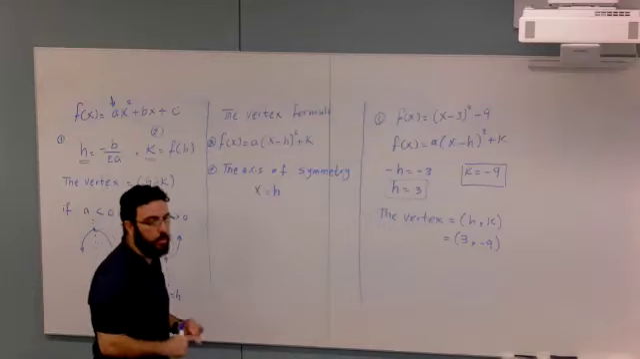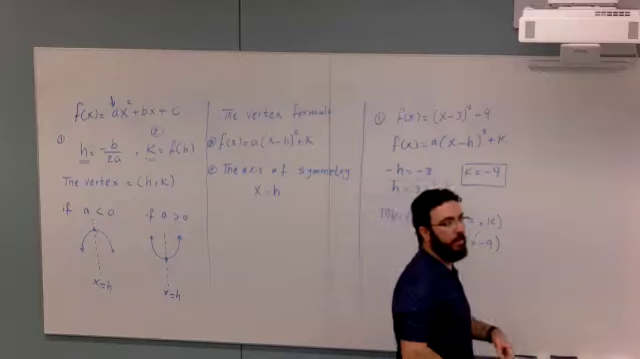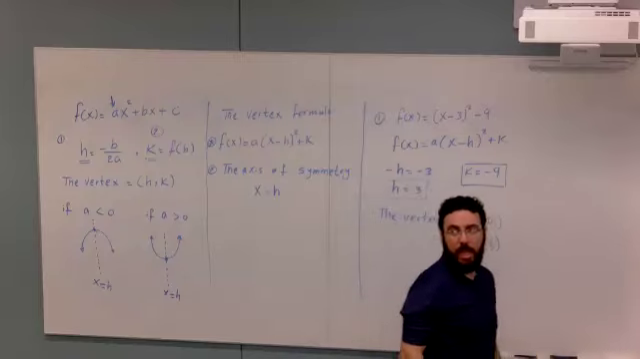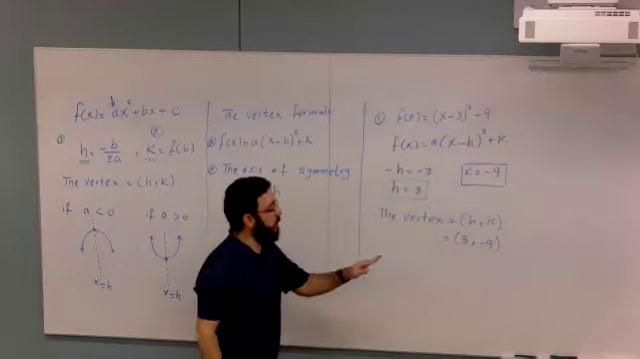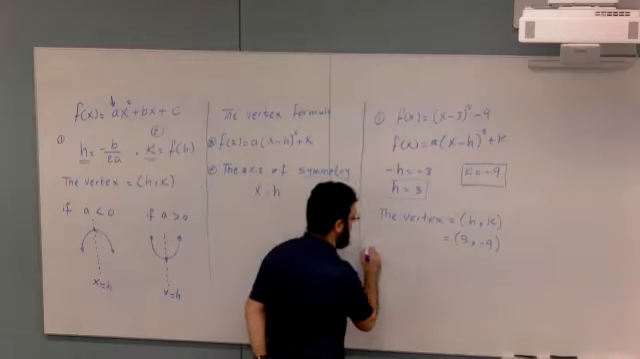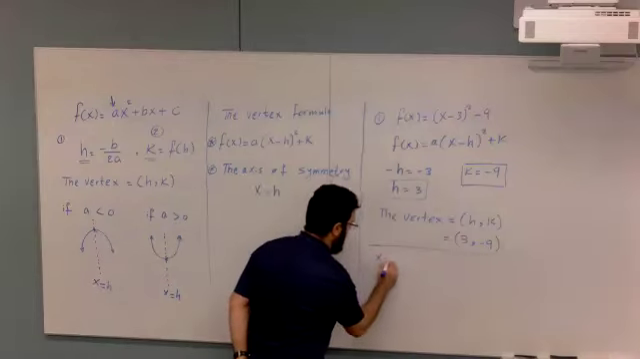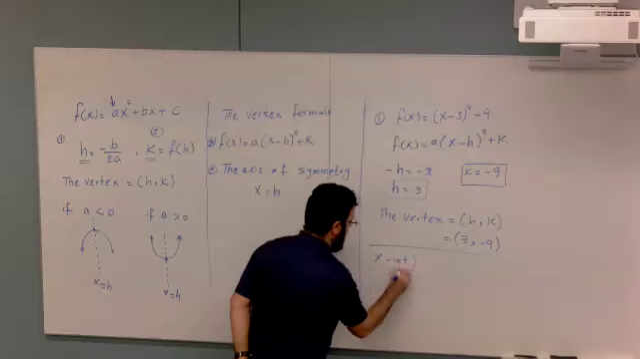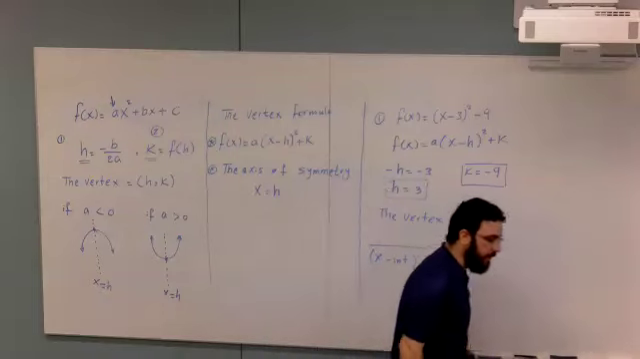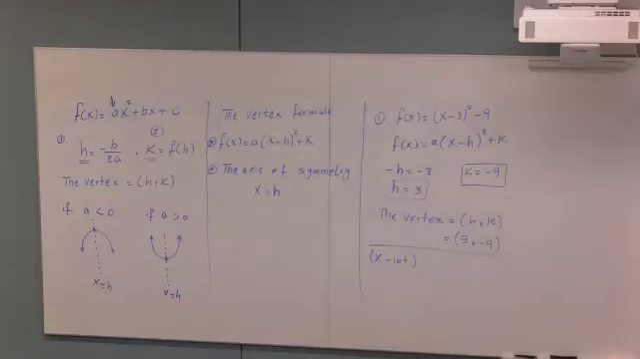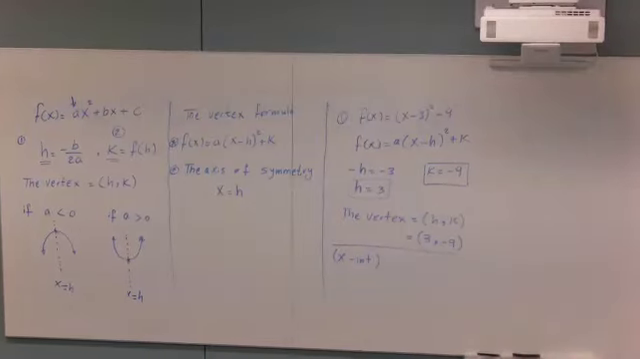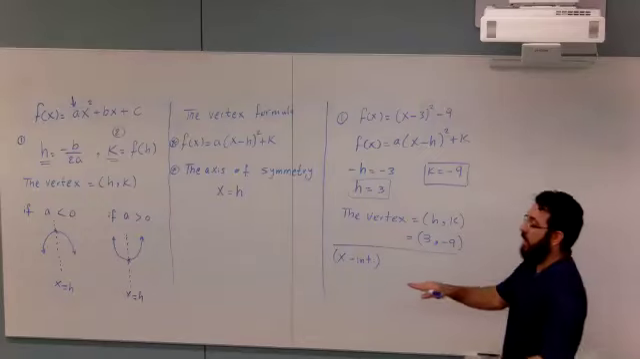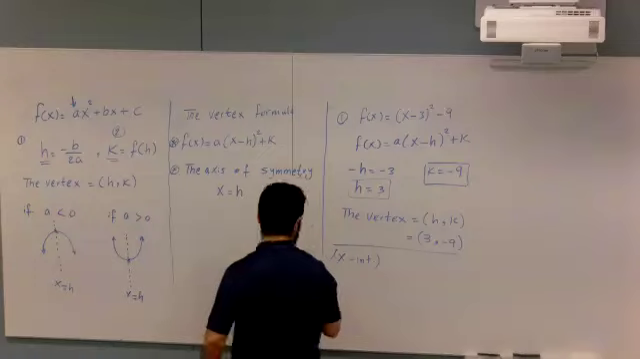Now, what else are they asking you to find? They ask you to find the vertex. What else? X and Y intercepts and axis of symmetry. Okay. So first of all, how are we going to find the x intercept? Leave the vertex on the side now. How to find the x intercept?